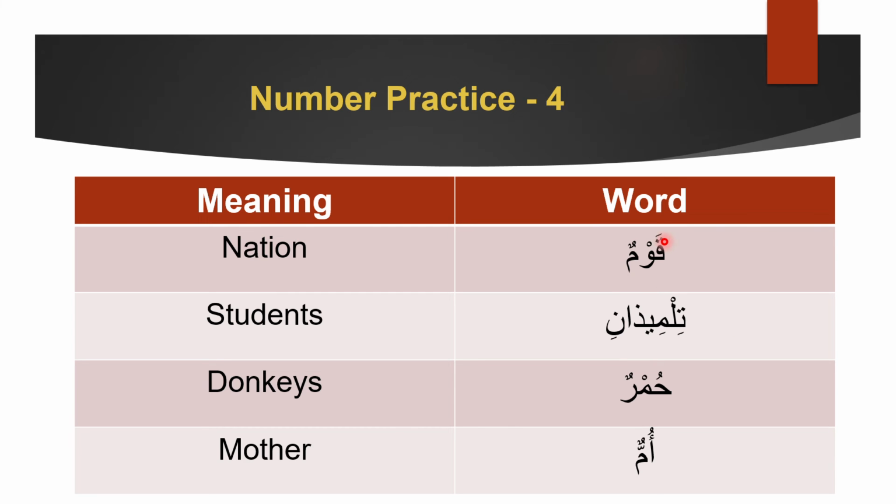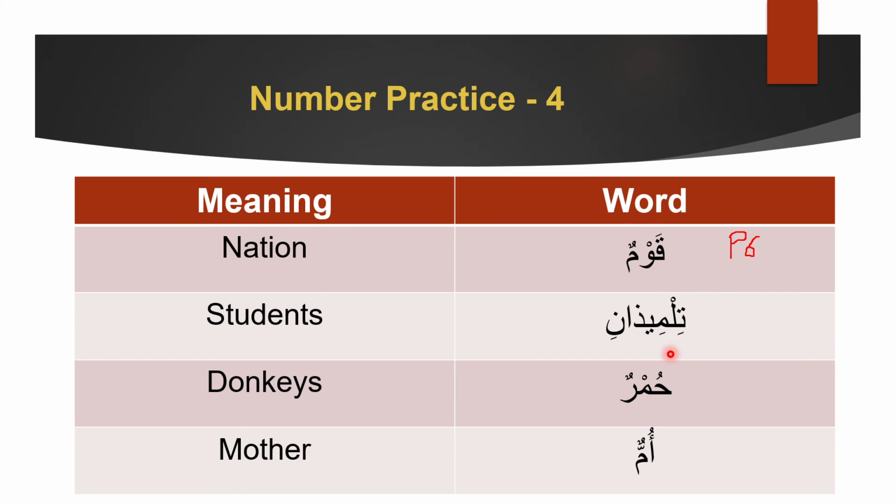Qawmun. Qawmun. This means nation. We just learned something about Qawmun today. Let's see if you can remember. Qawmun means nation, and it is one of the words in the sixth category, which is Ism Jama. We just learned this today. Remember? Ism Jama, the sixth category. It can have its own plural. So this is plural because it's Jama, Ism Jama.